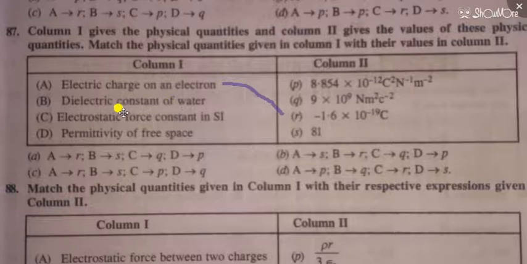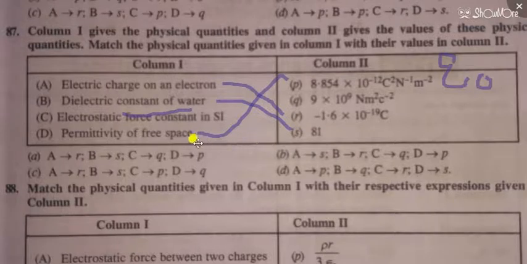And dielectric constant of water, its value is about 80. So these type of questions appear in competition exams. Permittivity of free space, its value is epsilon naught. Then electrostatic force constant in SI. The SI unit of electrostatic force constant is Newton meter square per coulomb square. That is the unit of K in case of Coulomb's law.